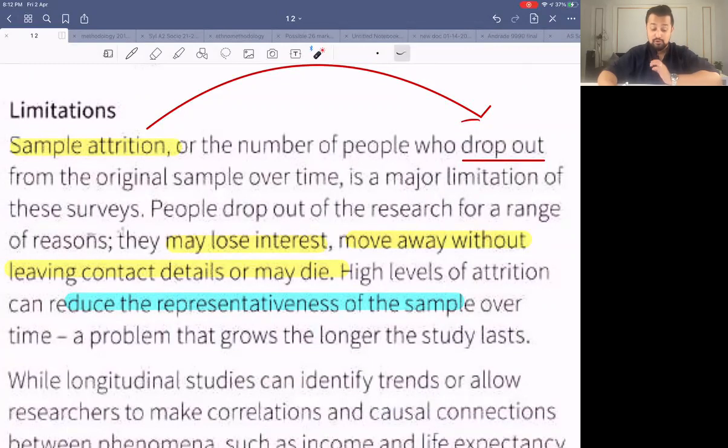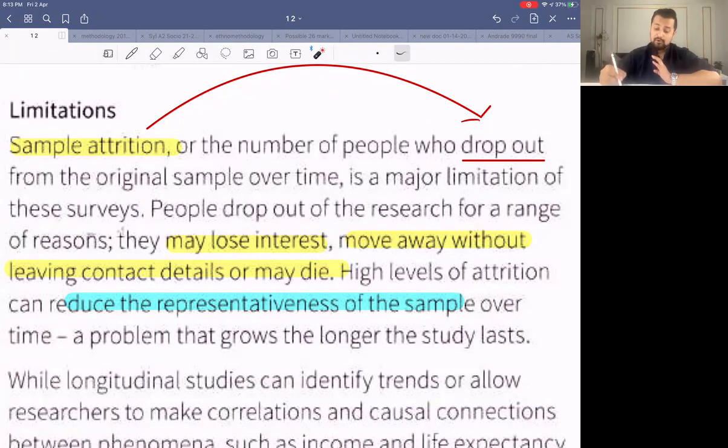Sample attrition, or the number of people who drop out from the original sample over time, is a major limitation of these surveys. People drop out of the research for a range of reasons. They may lose interest, they move out without leaving contact details, or they may die. High levels of attrition can reduce the representativeness of the sample. Imagine a researcher who has very carefully selected a sample of 100 people. If 80 of them vanish, or not even 80, 50 of them vanish, don't you think your eventual findings might not be generalizable?